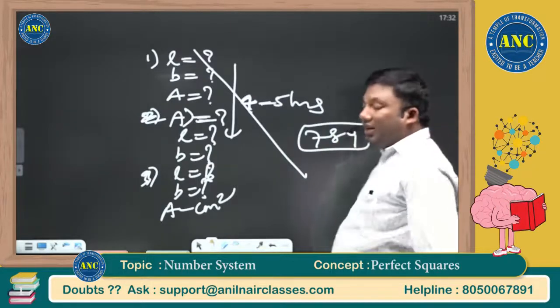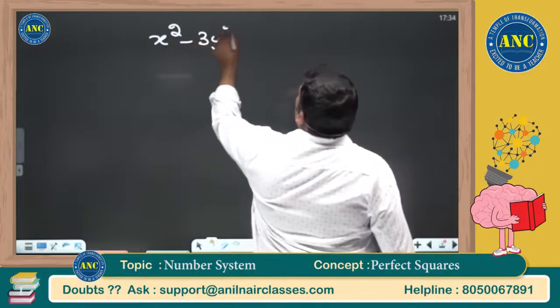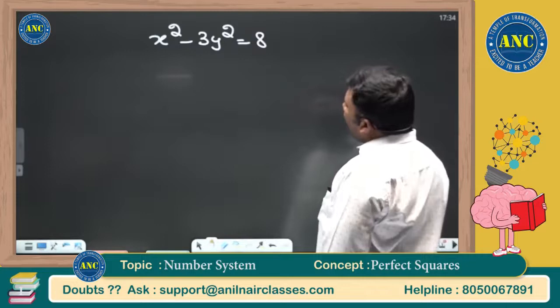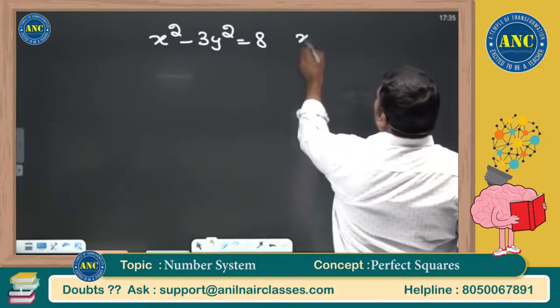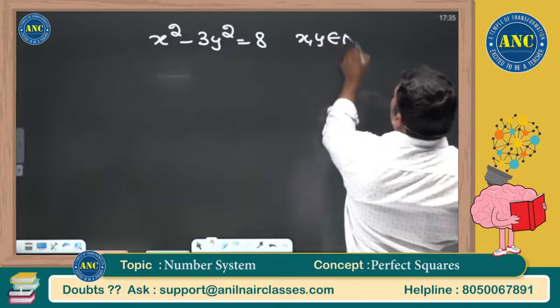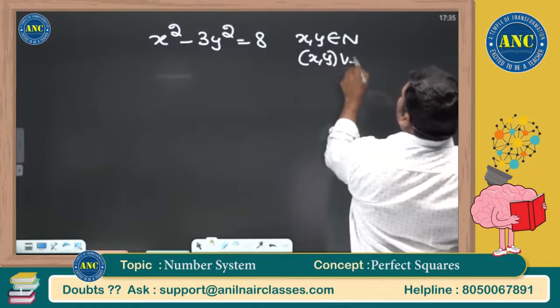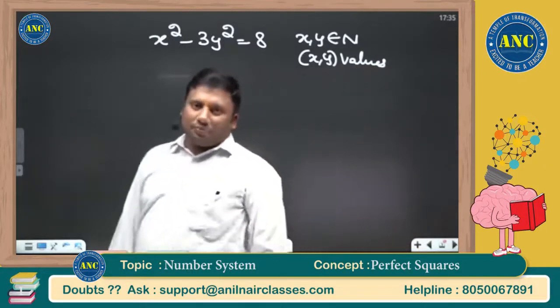7 plus 8 is 15, 15 plus 9 is 24. Next question: x square minus 3y square equivalent to 8. x and y are natural numbers. How many values of x, y will satisfy this equation?